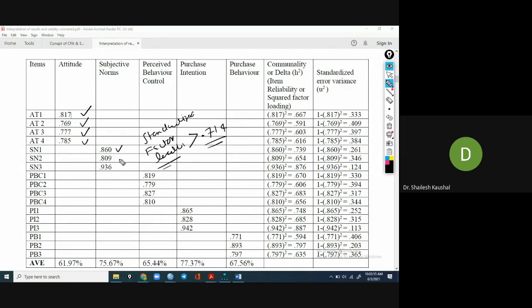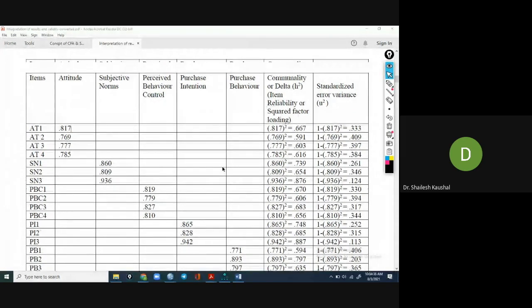So we can see each construct's variables' factor loading is greater than 0.714. So there is no issue of convergent validity. It means all the items are measuring the concept of subjective norm. This is the first method to find the value of convergent validity.